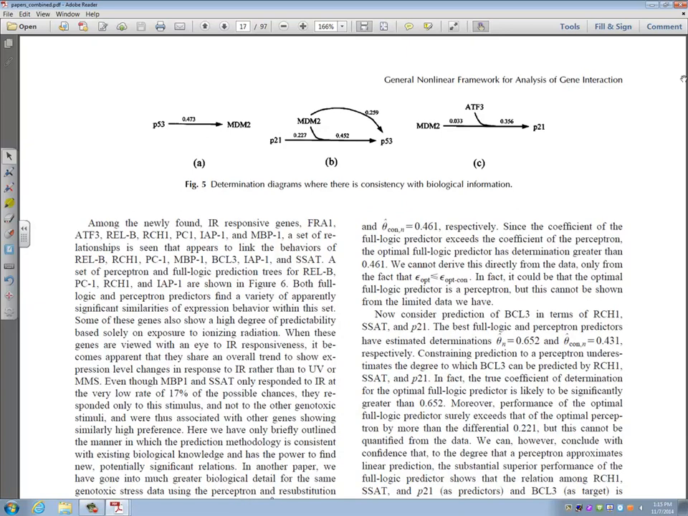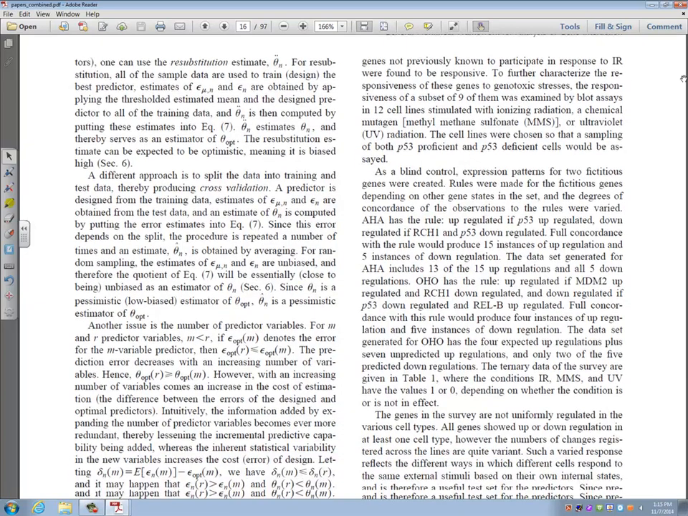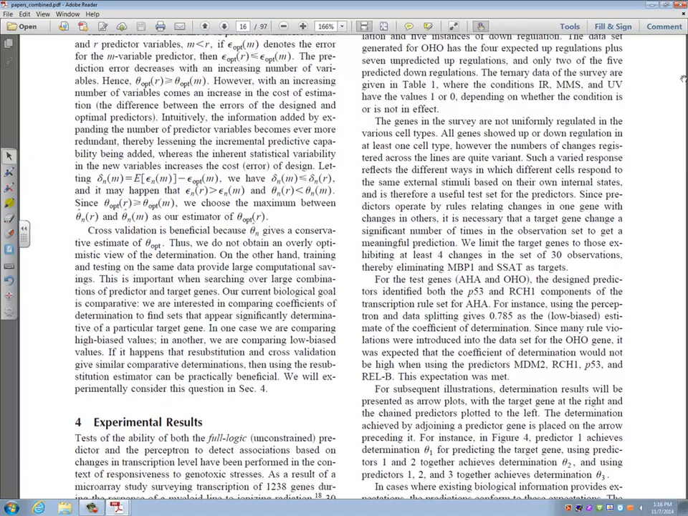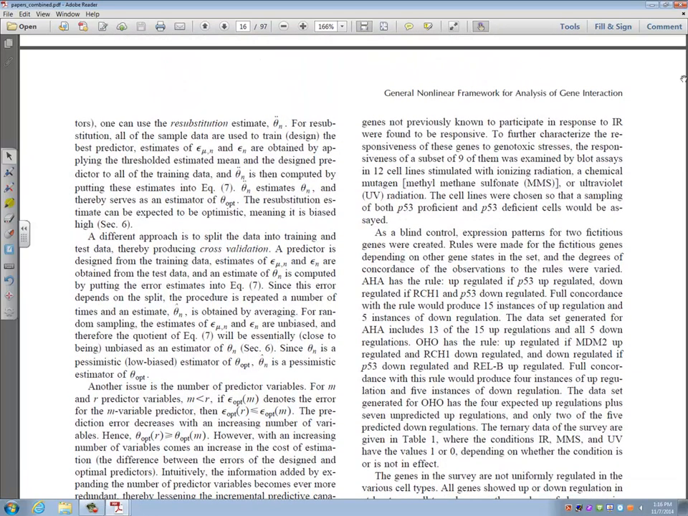Going back to our discussion, they use stress response data. Tests of the ability of both the full logic, that is the unconstrained predictor, and the perceptron to detect associations based on changes in transcriptional level have been performed in the context of responsiveness to genotoxic stress. As a result of a microarray study surveying transcription of 1238 genes during the response of a myeloid line to ionizing radiation, 30 genes not previously known to participate in response to ionizing radiation were found to be responsive.